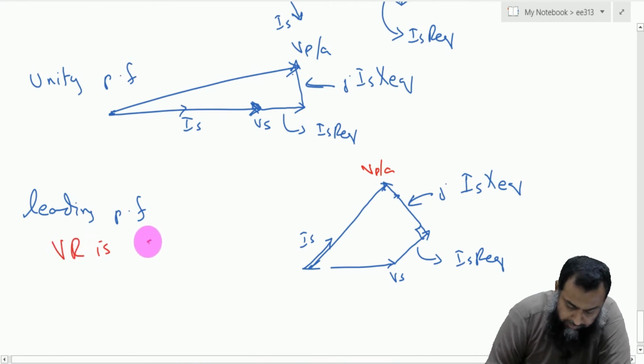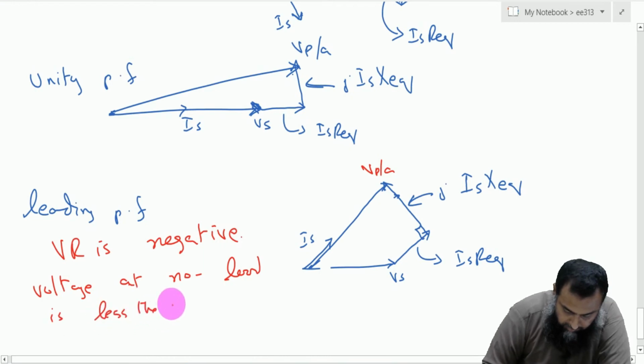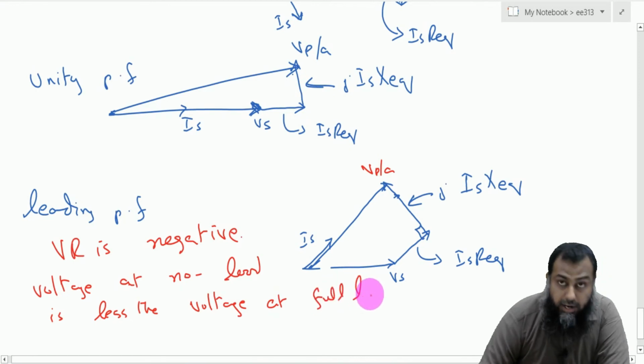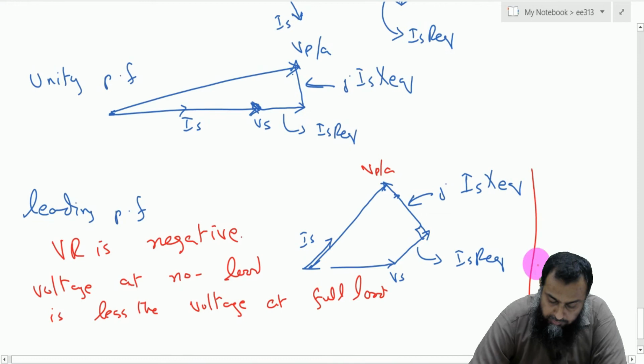For a leading power factor, you can see here that the voltage regulation is negative. What does this mean? This means that the voltage at no load is less than the voltage at full load, right? And this condition is not a stable condition. So this whole condition is actually unstable.